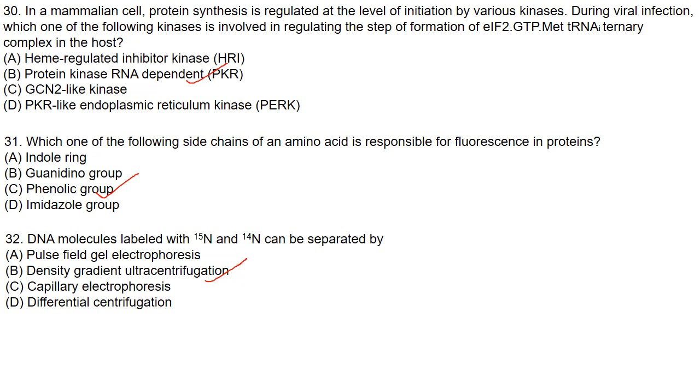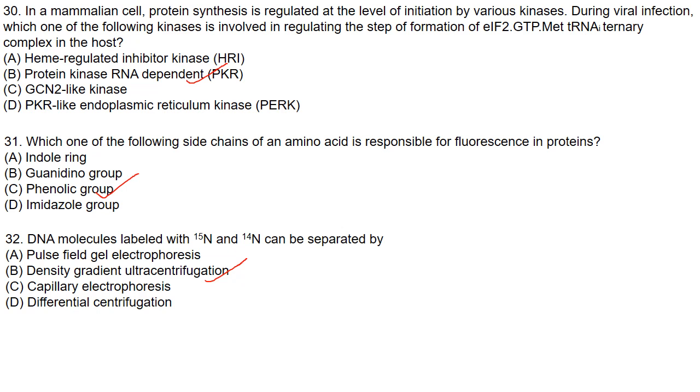Then, in a mammalian cell, protein synthesis is regulated at the level of initiation by various kinases. During viral infection, which one of the following kinases is involved in regulating the step of formation of eIF2-GTP-Met-tRNAi ternary complex in the host? So it is protein kinase RNA dependent, PKR. Answer is option B.